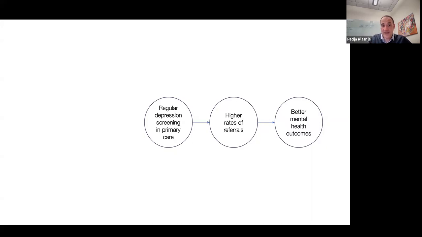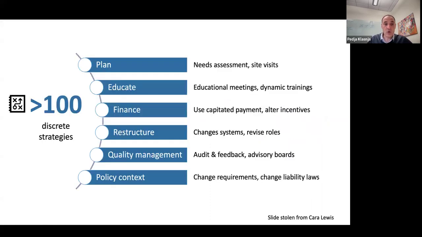The question, though, of course, is how to get to this regular depression screening point, and what kind of strategies to deploy to get there. There are a number of issues in trying to answer that question. One is that we have a whole bunch of different strategies: there are over 100 discrete strategies, and many new ones are being created as we speak.